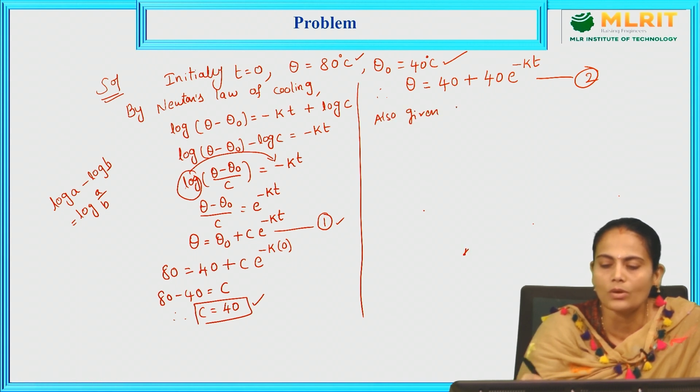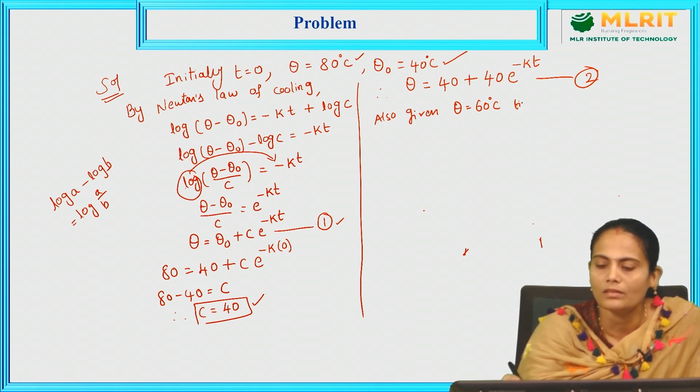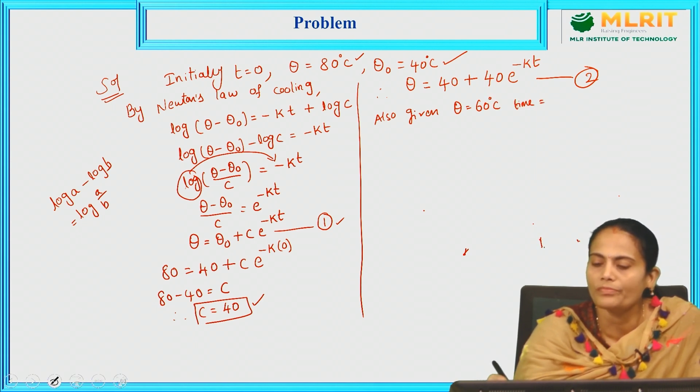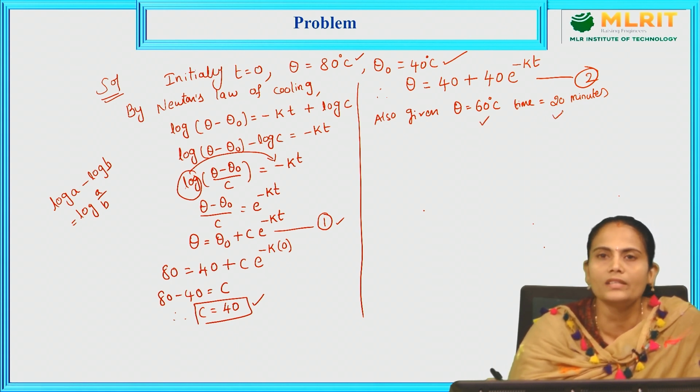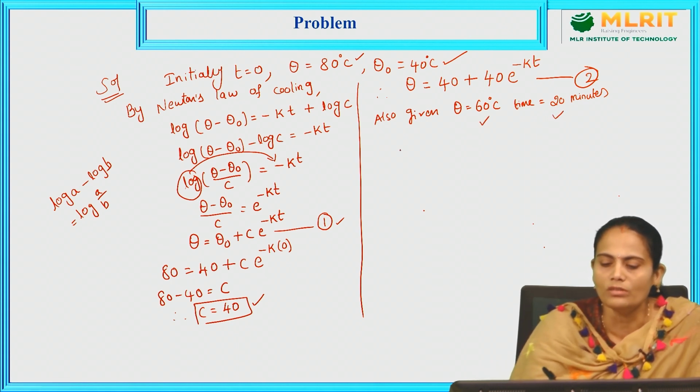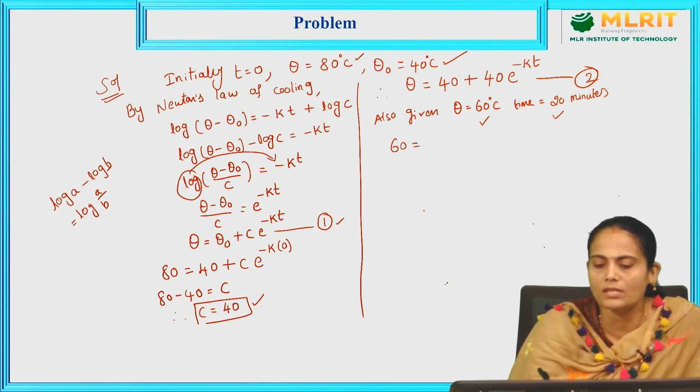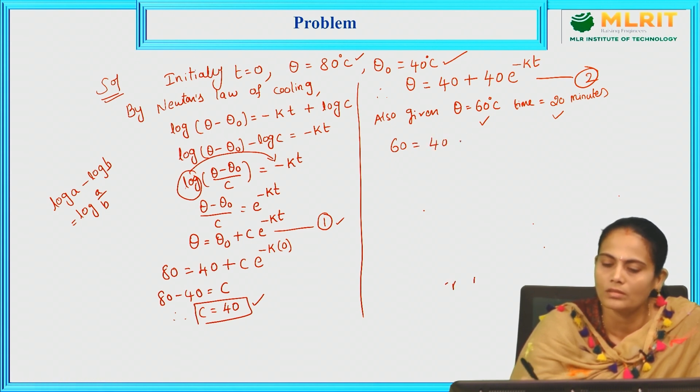Theta is equal to 60 degrees centigrade and the time is 20 minutes. So again substitute this theta and the time value in the second equation. 60 is equal to 40 plus 40 into e power minus k into the time, which is 20.